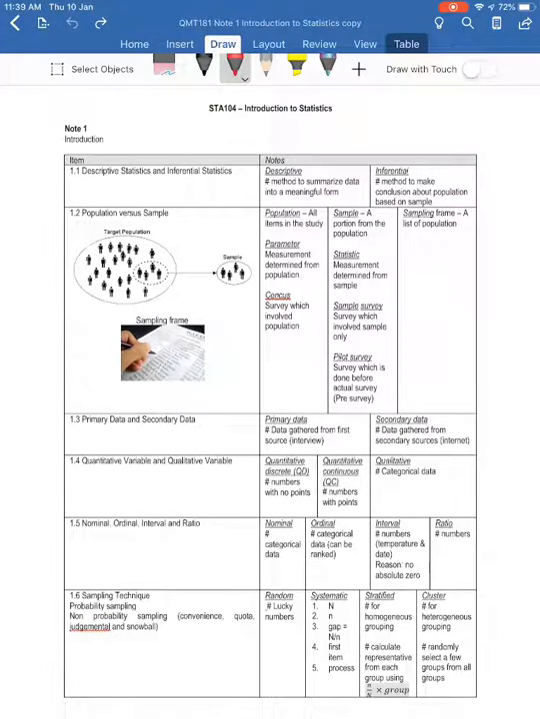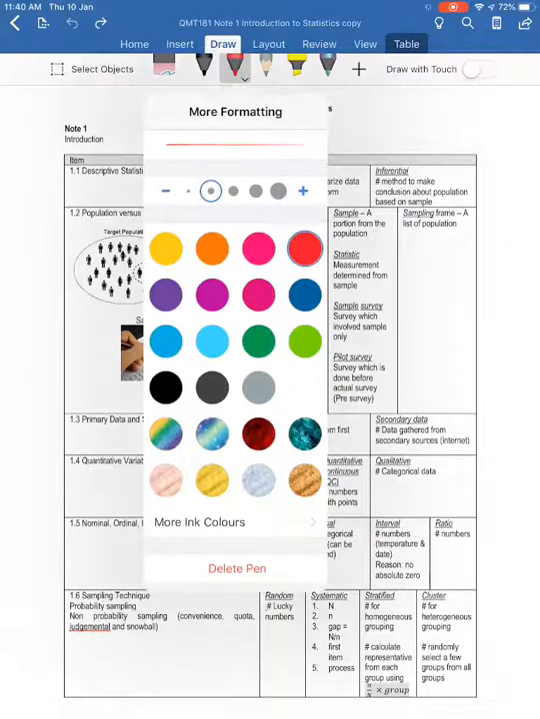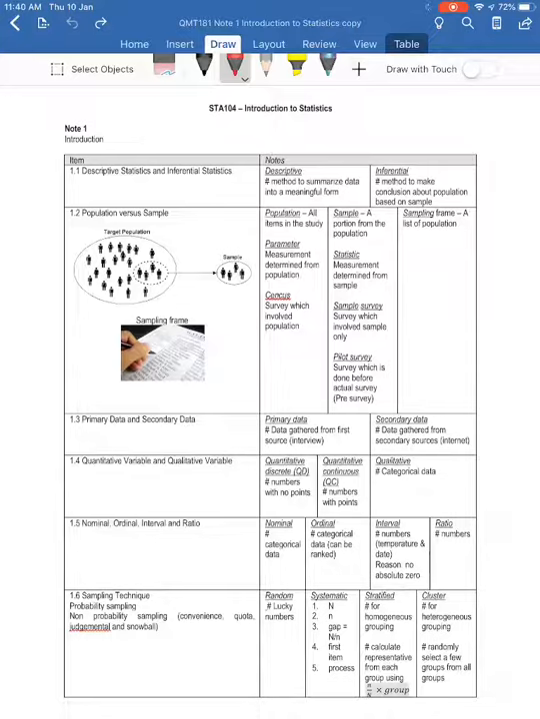This is the introduction to statistics. For this chapter, you all have to memorize the terms and understand what each term means. Descriptive and inferential statistics. Statistics has two types: one is descriptive, another one is inferential. Both are methods. Descriptive statistics is a method to summarize data into meaningful form. Inferential statistics is a method to make conclusions about the population based on your sample.